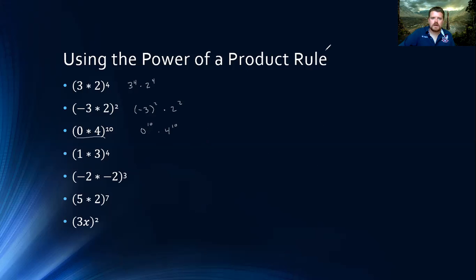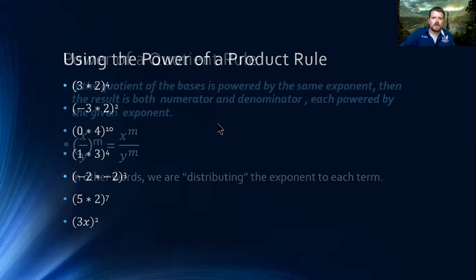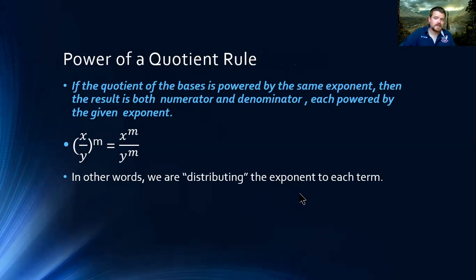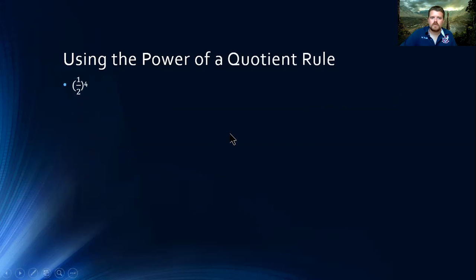And then last but not least, you have your power of a quotient rule, which is the same concept, but instead of multiplication inside the parentheses, we have division. We can distribute that exponent. So if I had an expression like x over y to the m, I could rewrite that as x to the m over y to the m. Again, basically distributing the exponent.